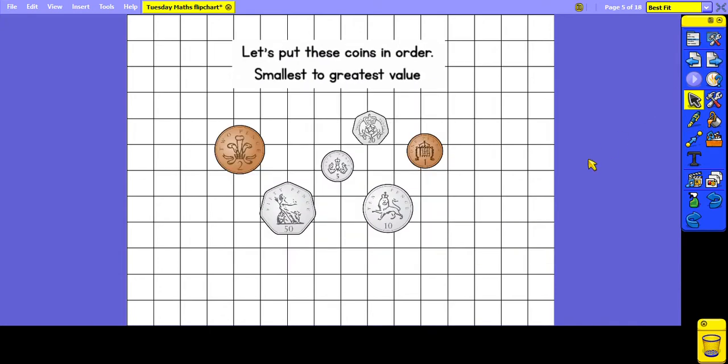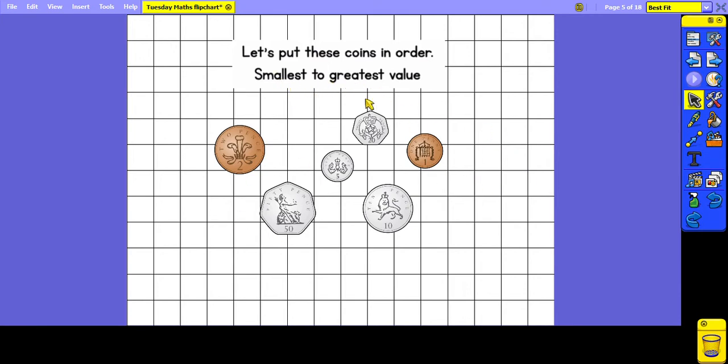Now we're going to sort these coins based on their value. And the value means the amount that they are worth. So some coins have a large value and some have a small value. We're just sorting these ones to begin with. We've got to sort them from smallest to greatest.